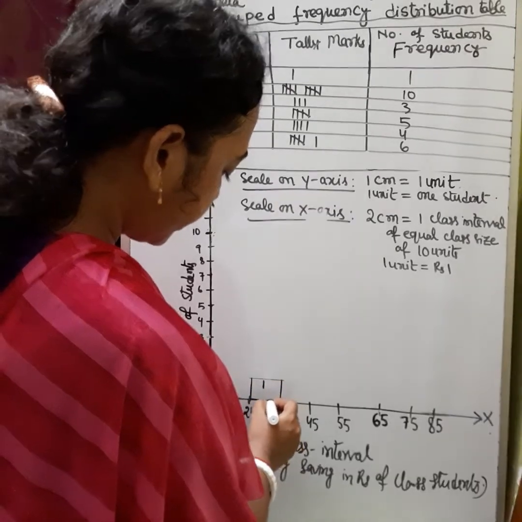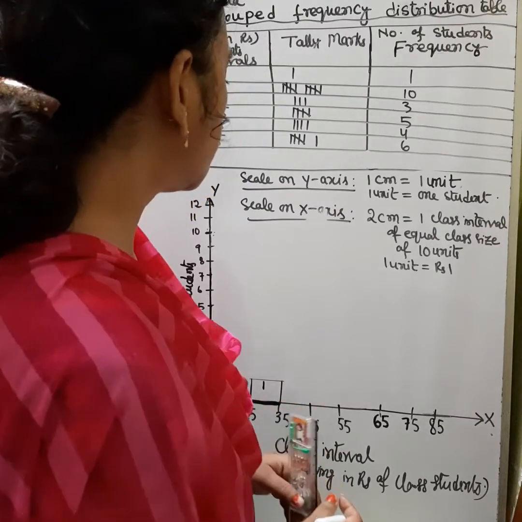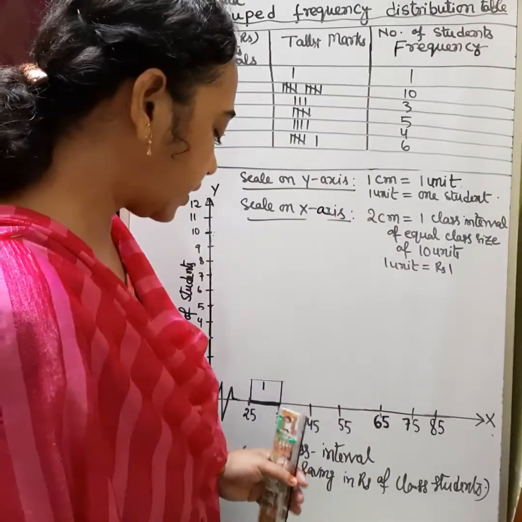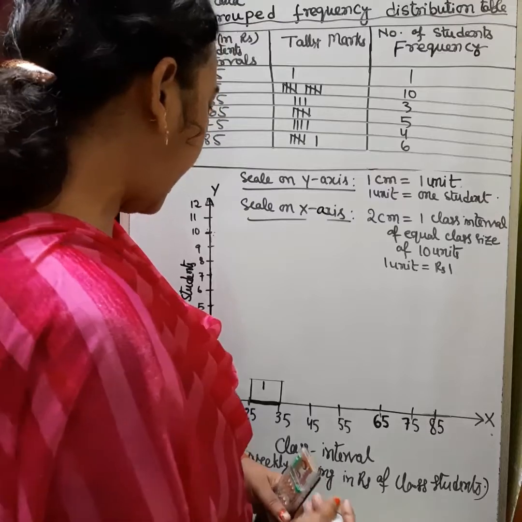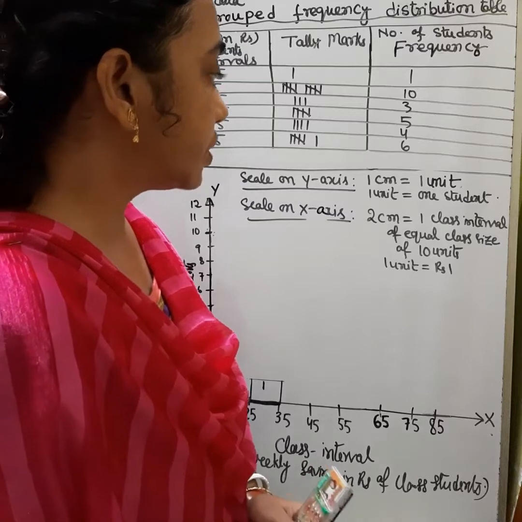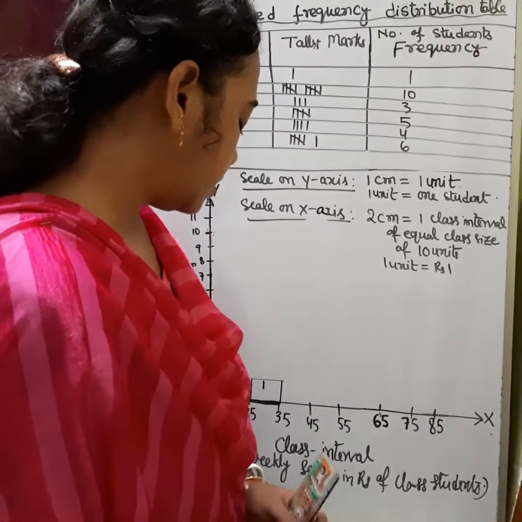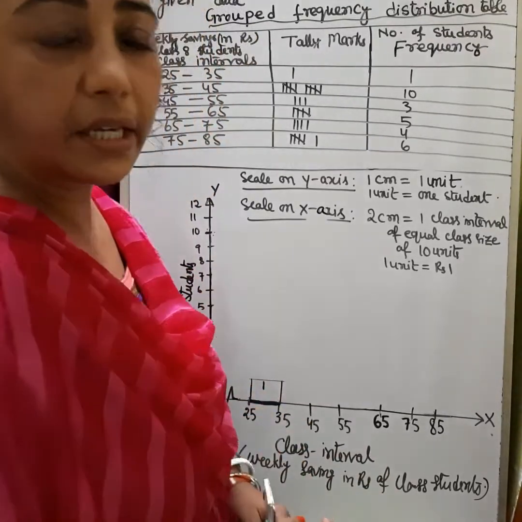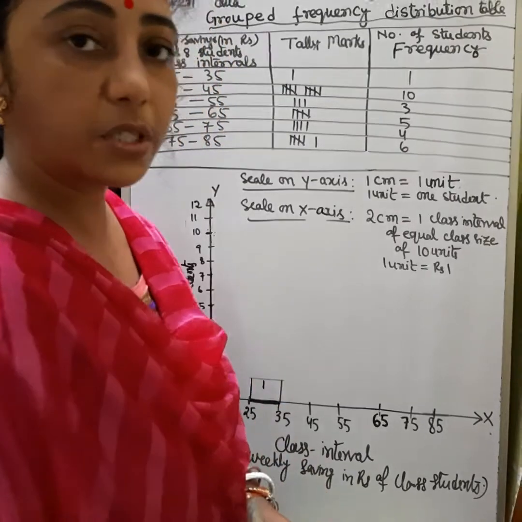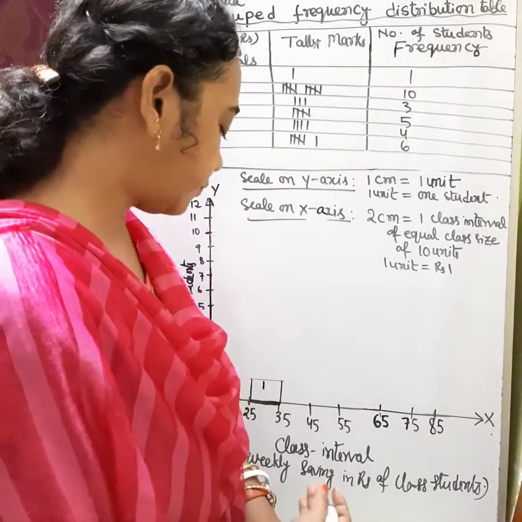Now for the range between 25 and 35, according to our choice of scale, it is 2 centimeter. We considered 1 class interval equal to 2 centimeter, and on the y-axis 1 unit of frequency shows 1 centimeter length. So this is the rectangle we are getting, whose length is 2 centimeter and height is 1 centimeter. So the area will be 2 centimeters square. In this way we can form the rectangles.